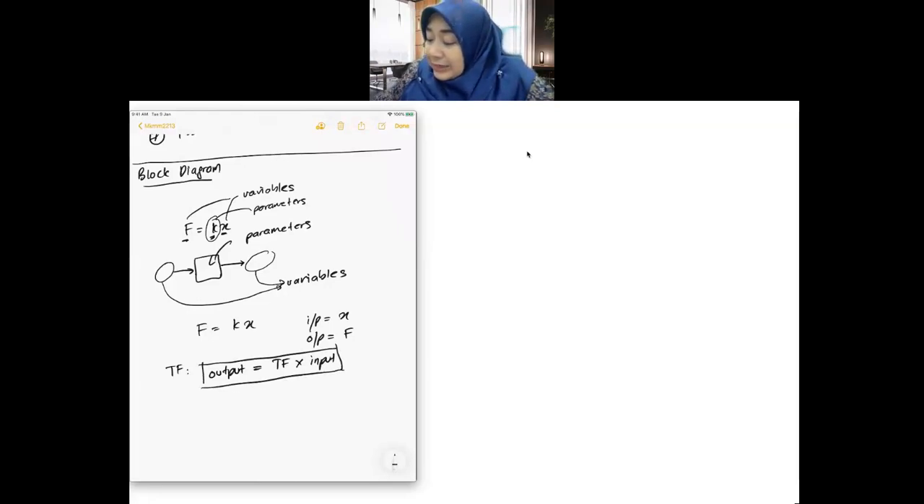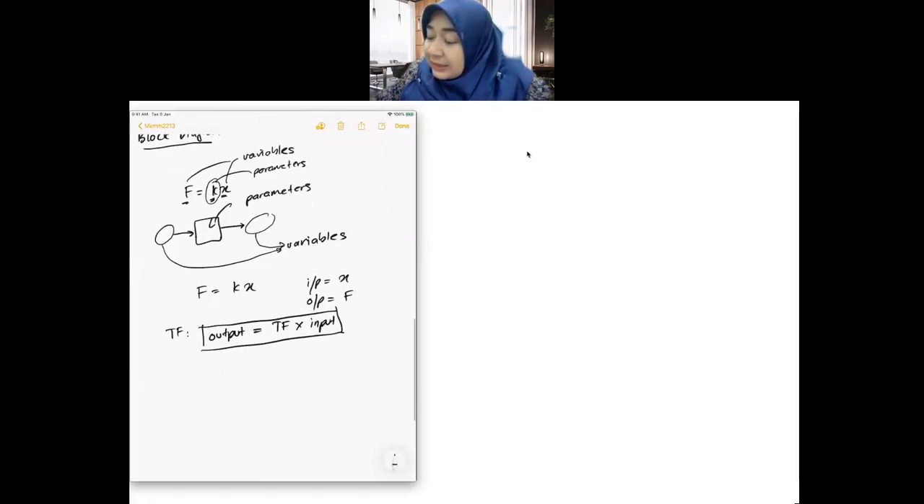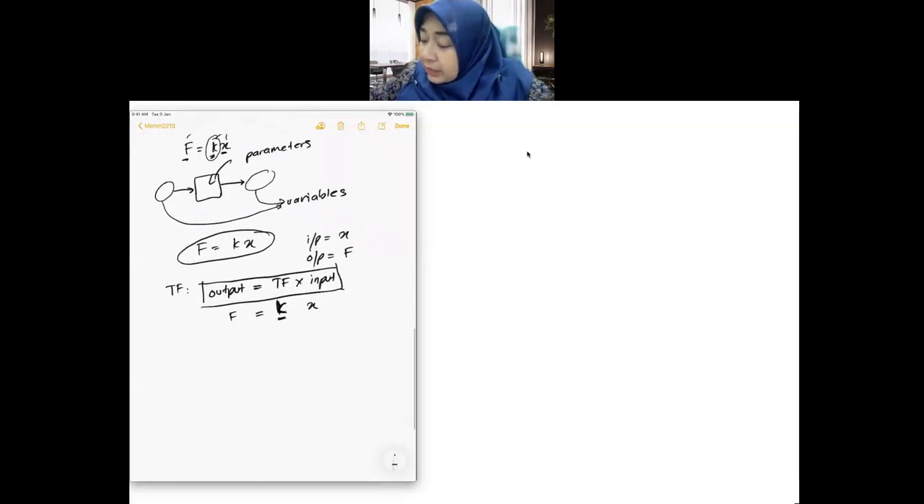Therefore, in this case, if I decided that the output is F, then the input is X, then the transfer function must be K, isn't it? Because it actually reflects my mathematical equation earlier. All right, so then my block diagram will look like this. Input is X, the block, then I have transfer function K inside, the output will be F. That's how you draw a simple block diagram.